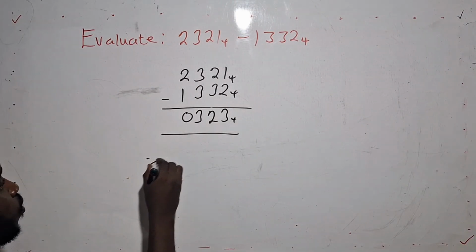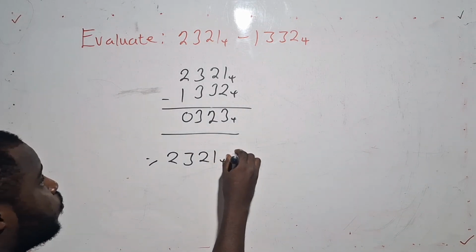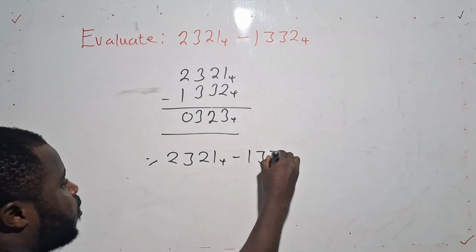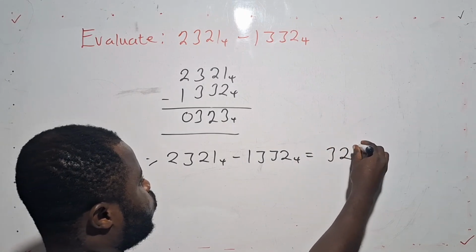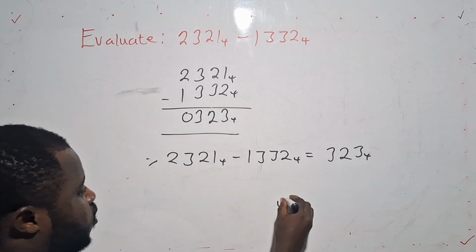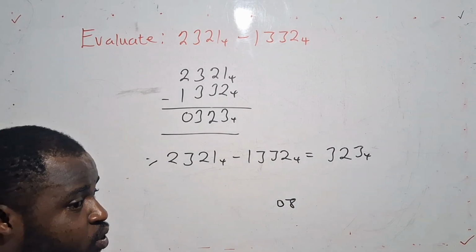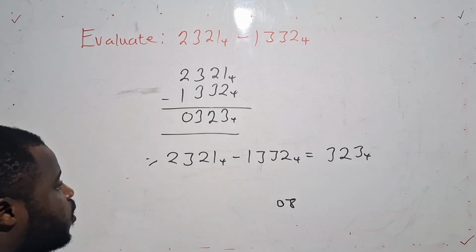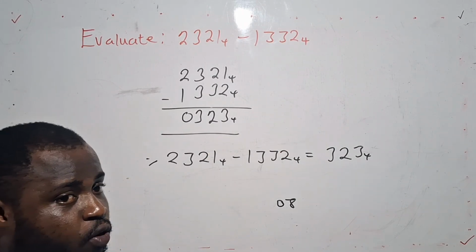So therefore, 2, 3, 2, 1 base 4 minus 1, 3, 3, 2 base 4 will give us 3, 2, 3 base 4. You can bring the 0 if you want to, because if you see 0, 8 is the same as 8. So when 0 is beginning a number, we see it as insignificant. So this is how we solve this. So let's take the next question, which involves finding missing numbers.